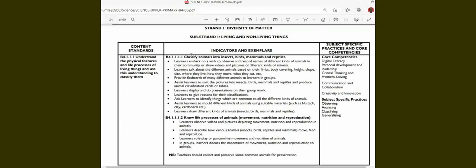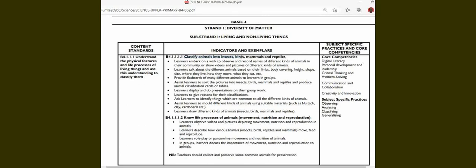NTC says that all our indicators should have an alignment, should have a link with what we have in the curriculum. So this is a basic 4 curriculum. We have our basic 4, our strand 1, our substrand, content standard, and indicator. Indicator 1 says to classify animals into insects, birds, mammals, and reptiles. And these are what we call the activities or the exemplars that will assist and enable us to achieve our indicator 1, that's the classification of animals into insects, birds, mammals, and reptiles.